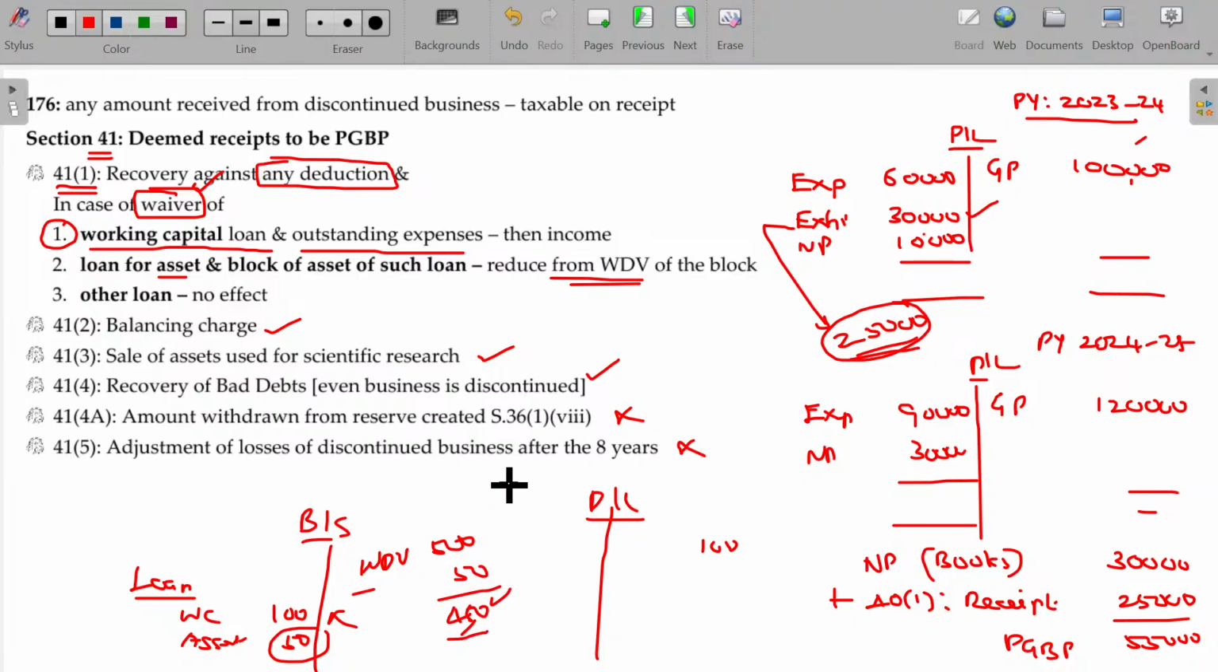Only on 450. So, working capital loan and outstanding expenses waived, then income; loan for assets, block of asset, then such loan is reduced from the WD value. If the loan is common, not for any purpose, like a bank overdraft, then no effect. A general loan you borrowed cannot be adjusted anyway. So these things fall under section 41. Clear? So we have completed 2, 3, 4 and this 2 is not required.